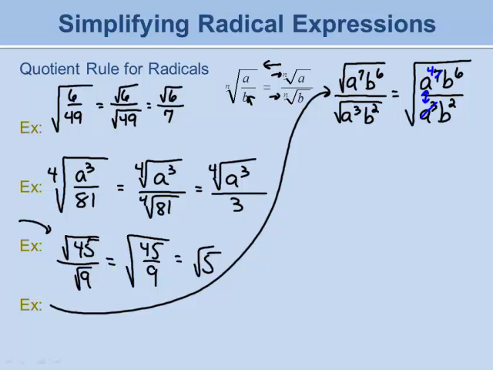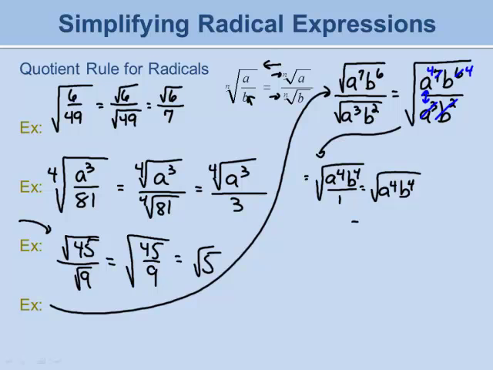And ditto with the b's, you've got 6 b's up top and 2 b's in the denominator. So if you take 2 b's out of both top and bottom, 6 minus 2 leaves you with 4 b's up in the numerator. So now we've got, if we bring this over here, the square root of a to the 4th, b to the 4th, divided by 1, or the square root of a to the 4th, b to the 4th.